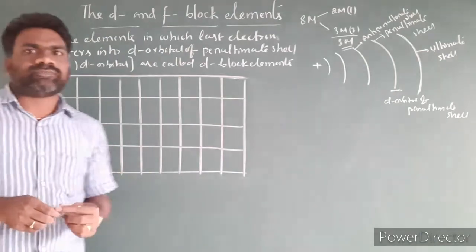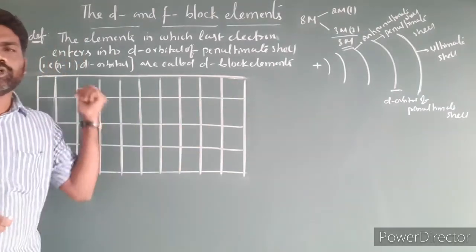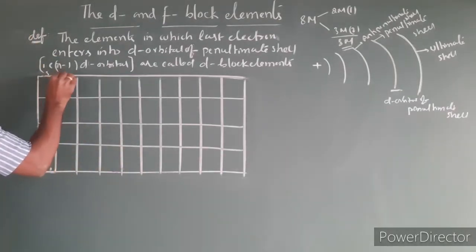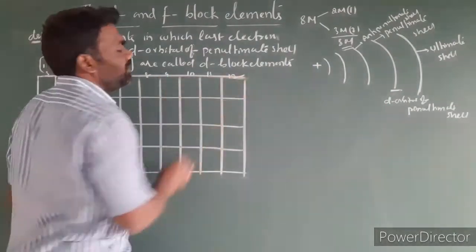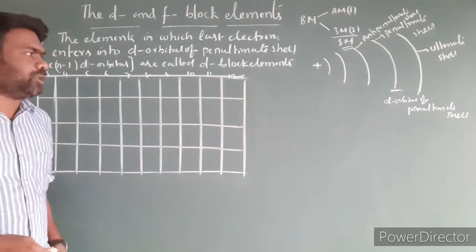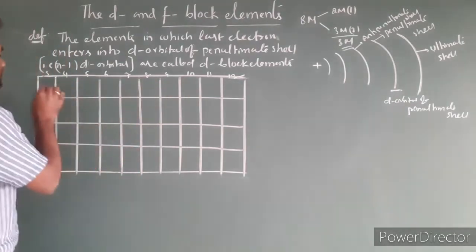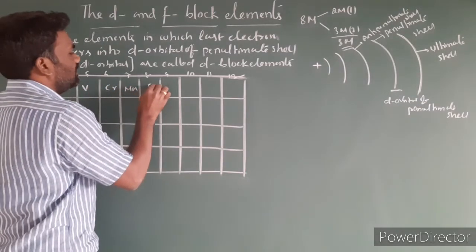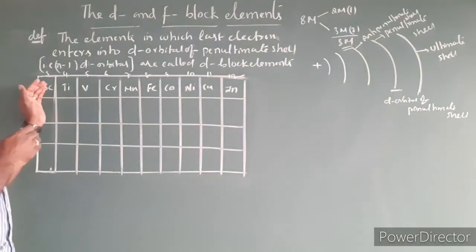Next, the elements from the third group to the 12th group in the periodic table belong to the D block. This is the third group, 4th, 5th, 6th, 7th, 8th, 9th, 10th, 11th, and this is the 12th. Now let's look at the elements present in the D block. First I am taking them period-wise: scandium, titanium, vanadium, chromium, manganese, iron, cobalt, nickel, copper, zinc. So I wrote scandium to zinc.